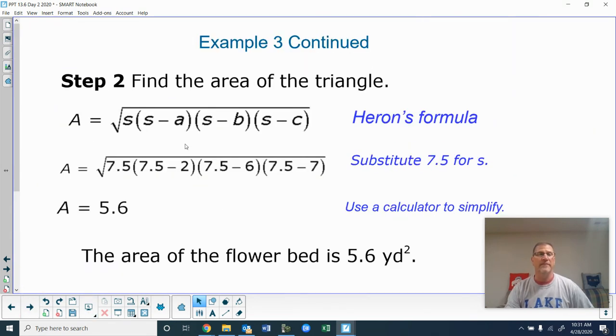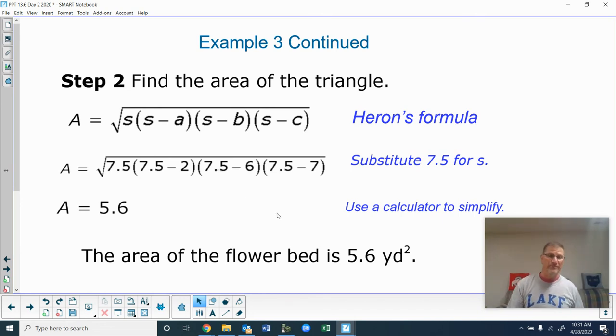So then we go in and put 7.5 in for the S, and put it all in the formula. 7.5 minus the 2, minus the 6, minus the 7, and then take the square root, and you get 5.6 for the area of, this was a flower bed, but you had on number 9 yesterday a triangular wheat field. So you can use that formula.